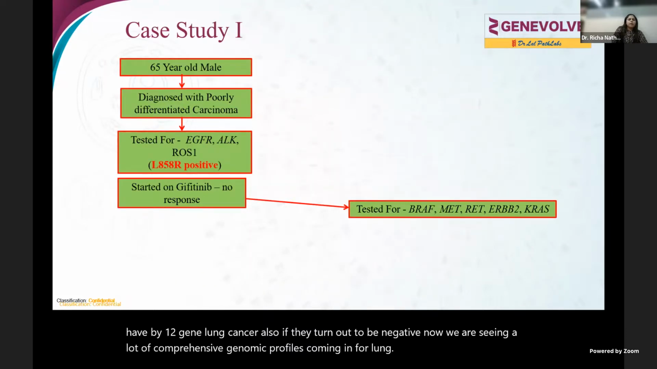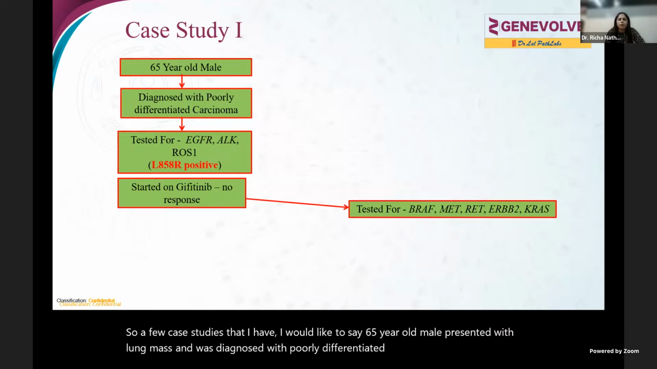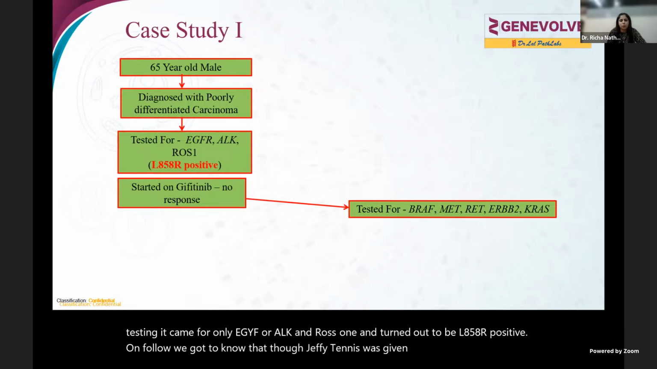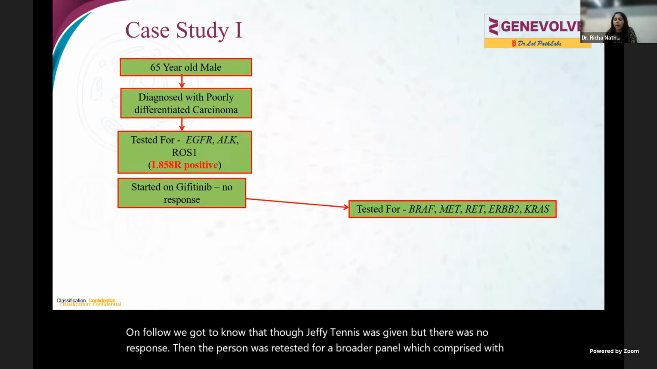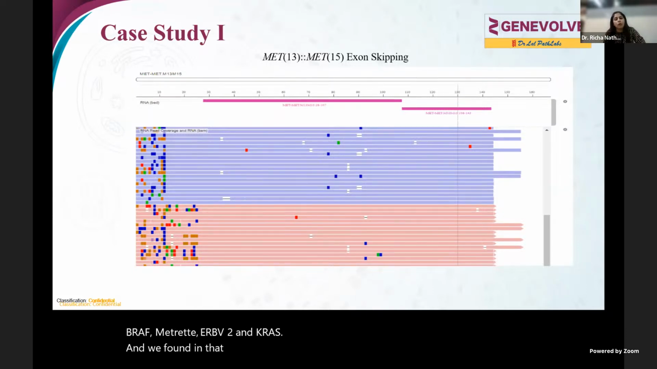A few case studies that I have. A 65-year-old male presented with a lung mass and was diagnosed with poorly differentiated carcinoma. On further testing, it was done for only EGFR, ALK, and ROS1 and turned out to be L858R positive. On follow-up, we got to know that though gefitinib was given, there was no response. Then the patient was retested for a broader panel, which comprised BRAF, MET, RET, ERBB2, and KRAS. And we found that there was MET exon 14 skipping.